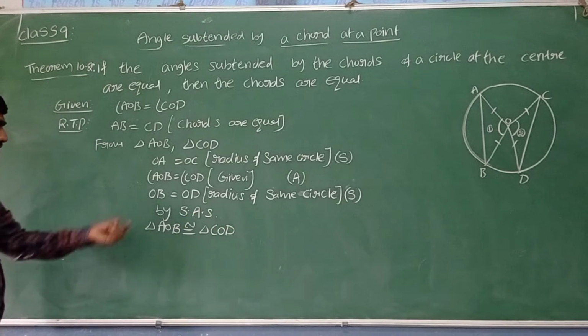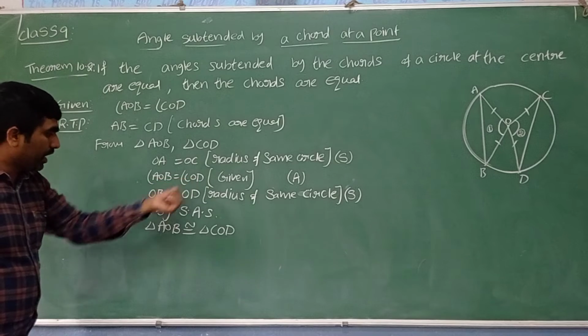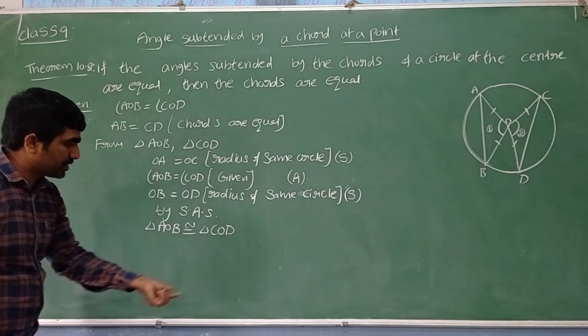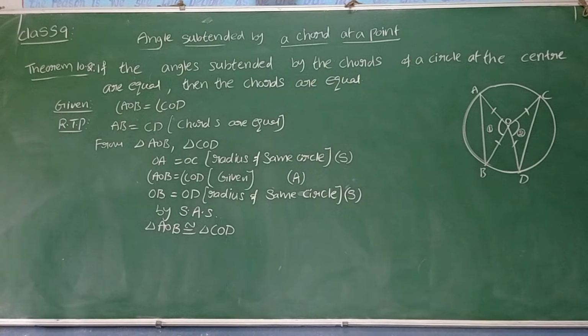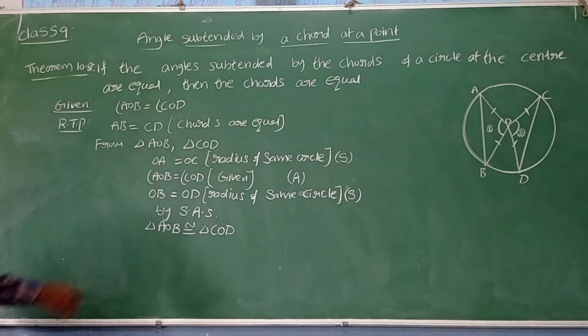To check the equal parts: OA is equal to OC, OA first, OC first. Angle O is equal to angle O, in the middle. OB is equal to OD, OB last, OD also last. This is the correct way of symbolic representation. Then we take corresponding sides.